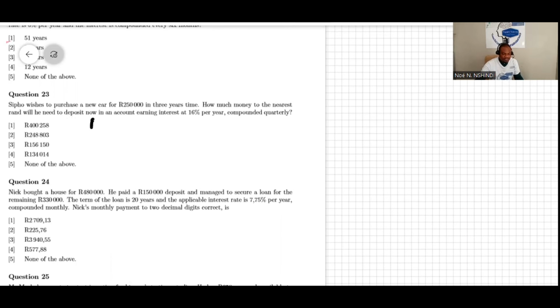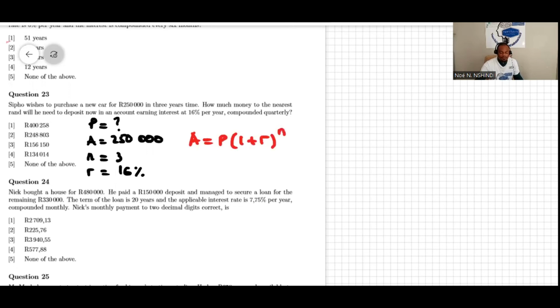I'll say here P is the unknown. The question said that Sipo wishes to purchase a new car for 250,000, which is the amount. So the amount here is 250,000 rand, and in 3 years' time, so the time n here is 3. The interest rate is 16%. Now the formula that connects the amount, the principal, time and rate is A equals P open bracket 1 plus r close bracket all to the power of n.